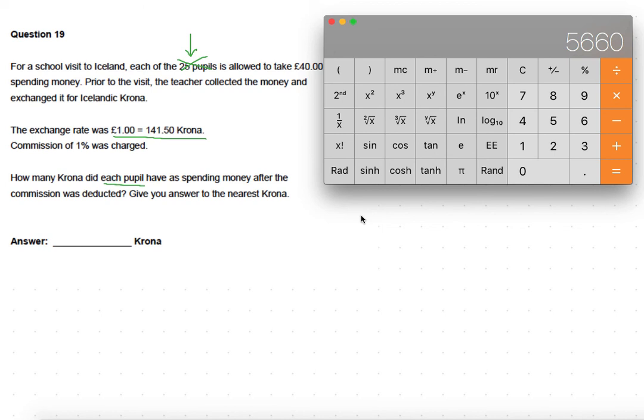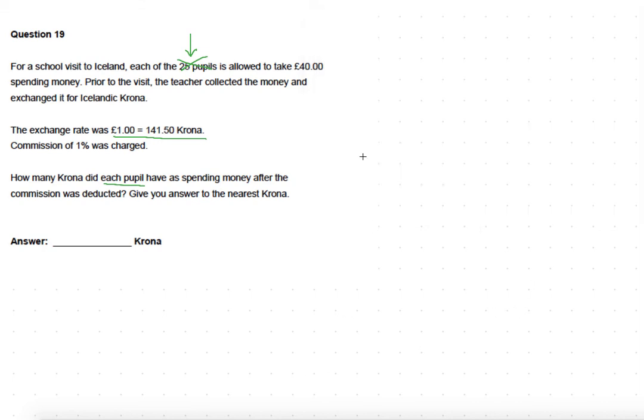Now the thing with this question is there's a commission. The simple quick way of finding out your answer once you've paid a 1% commission is just to keep it nice and simple and think, if I'm paying a 1% commission, I get to keep 99% of the money. And 99% as a decimal is 0.99. So there's our answer: 5603.4. Now it's rounding again.